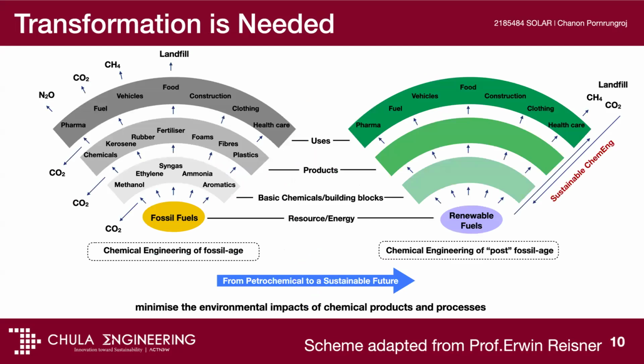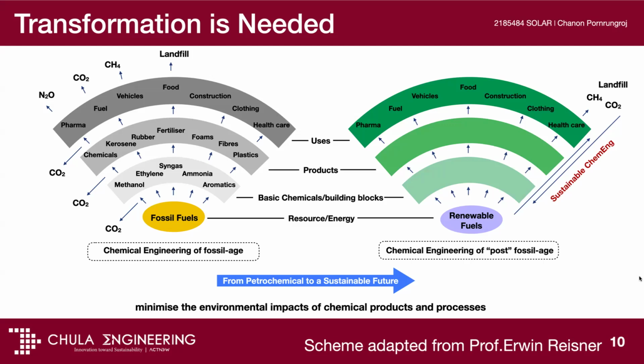And before we go into that, I would like to point to this chart. I have to give credit to my previous supervisor, Professor Erwin Reisner, for making this very interesting chart. You can see that on the left side, I call it the fossil age chemical engineer. We break down big molecules into smaller ones and then use them for different applications, right? So we have fossil fuel dug from the ground. It has long-chain carbon, and then we refine it and separate it, and then we get different kinds of starting material, and then we maybe make polymers and different things and use them for different purposes.